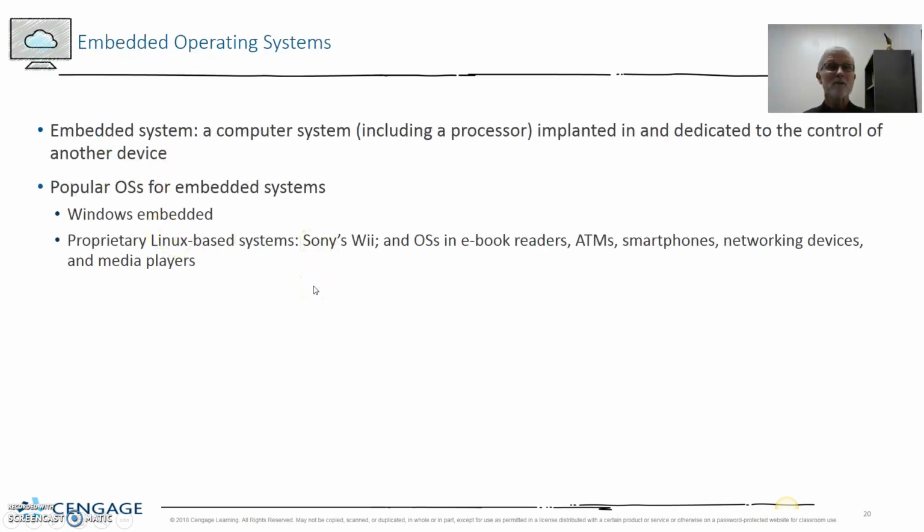Now you've got embedded. Embedded is basically a computer system that includes a processor put inside a particular machine to control another device. So you've got a lot of different proprietary ones. Windows has an embedded one, but proprietary Linux ones are probably the biggest ones.